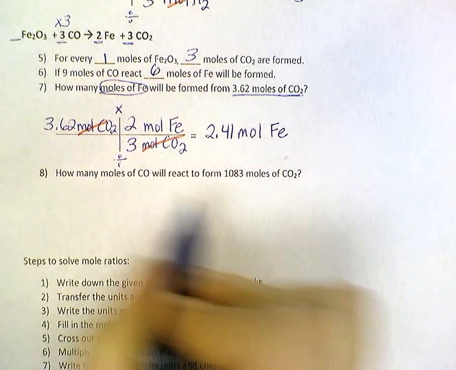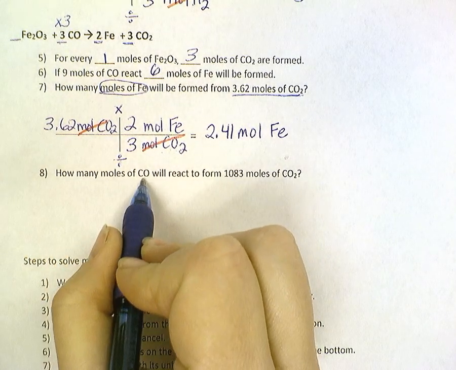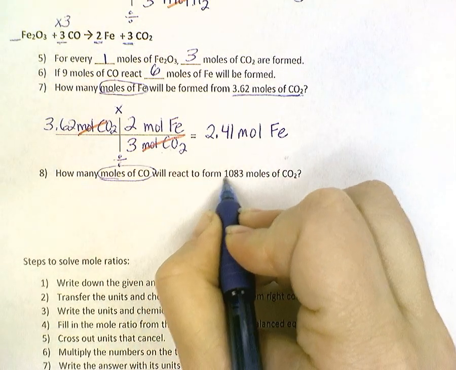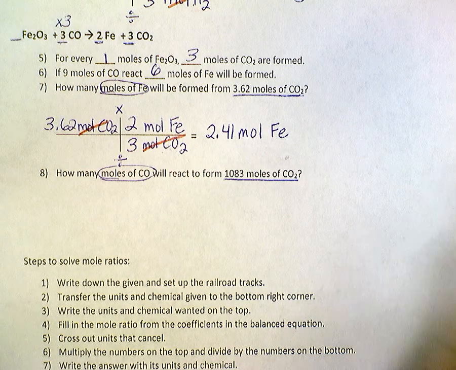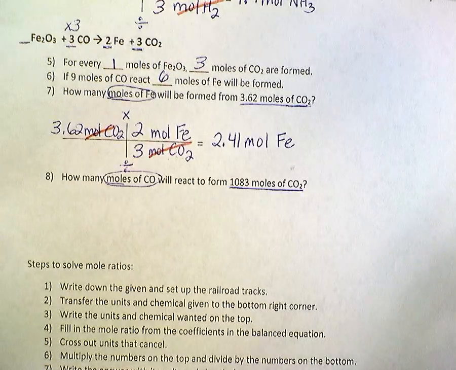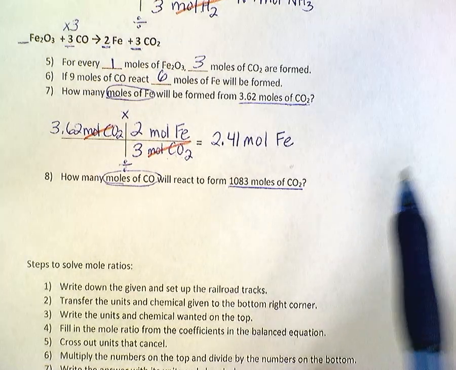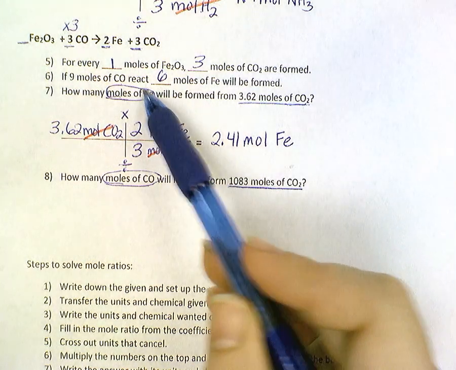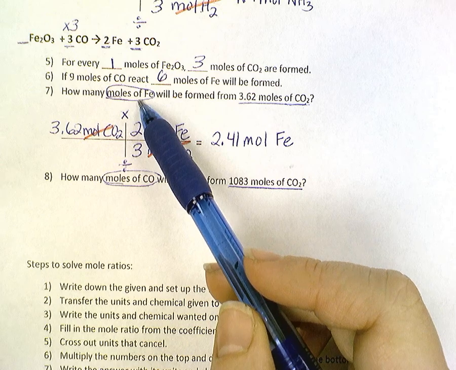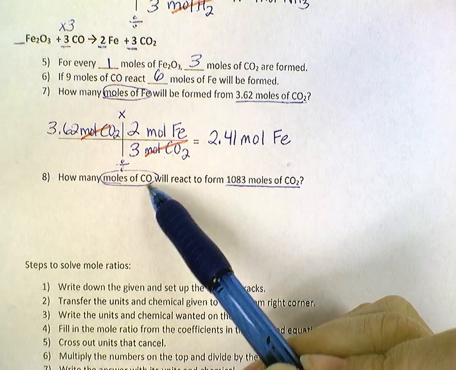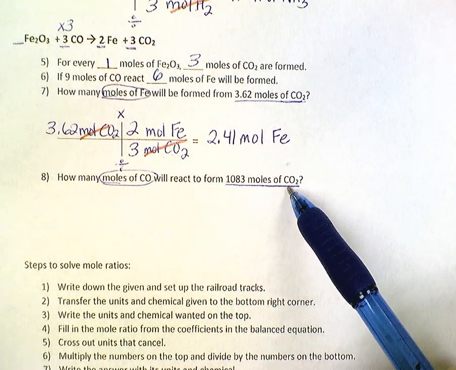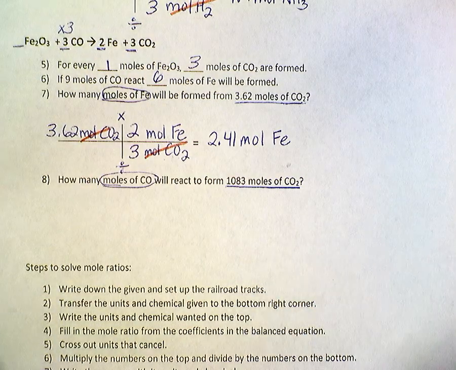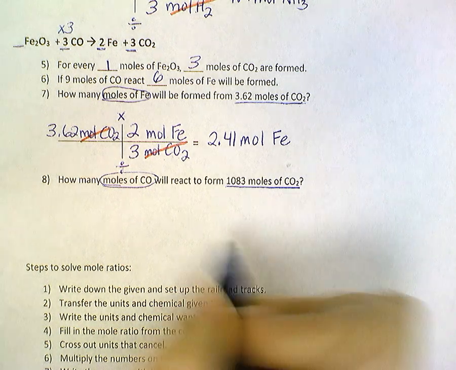Here's one more. So it says how many moles of CO, that's what we're looking for, will react to form 1,083 moles of CO2. So we can see these are different questions. In this one we're talking about moles of iron and moles of CO2. This one we're talking about CO and CO2. We can compare any two chemicals in our reaction to each other, which is what makes these moles so powerful.